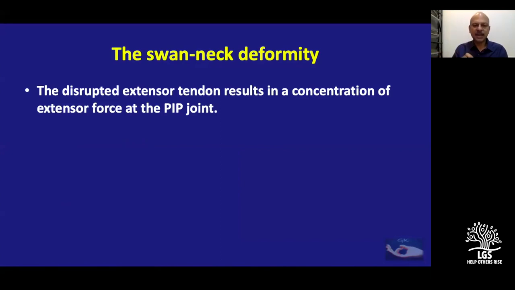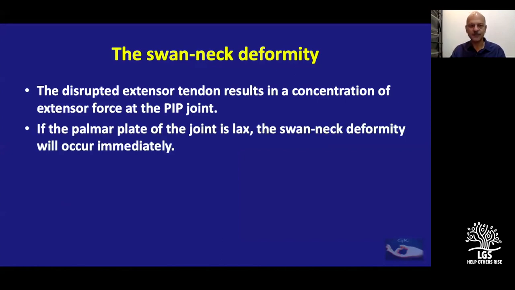The disrupted extensor tendon results in a concentration of the extensor force at the PIP joint. Normally, the extensor force is directed towards the PIP and DIP joints. Now the extensor is cut at the DIP joint, so all the force is now concentrated at the PIP joint. The force cannot be transmitted to the DIP joint because the tendon has been injured.